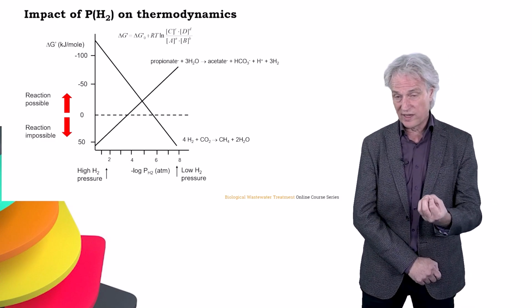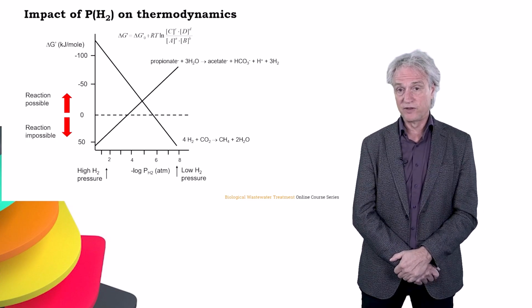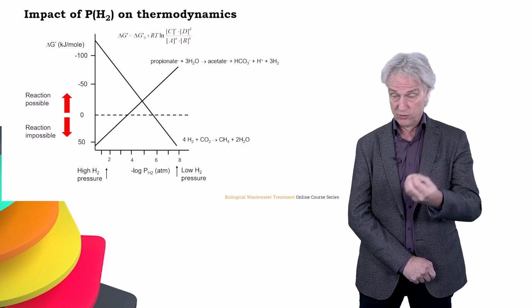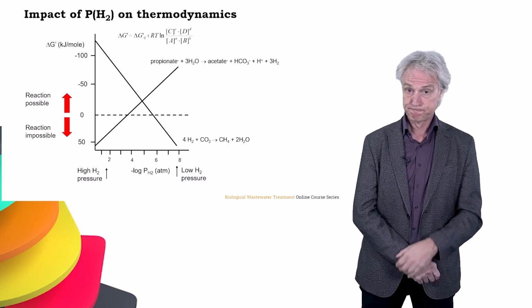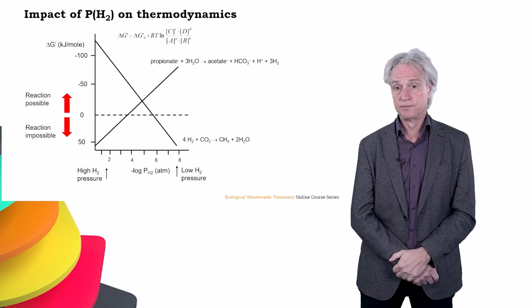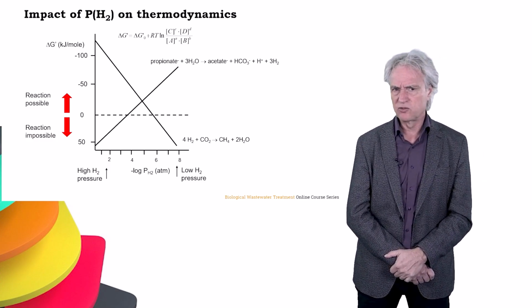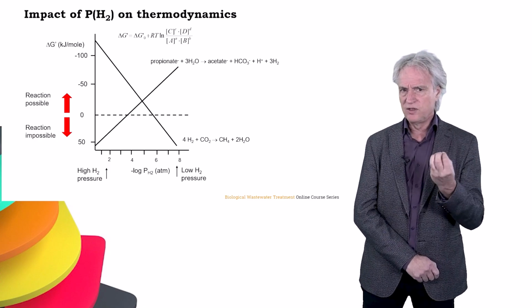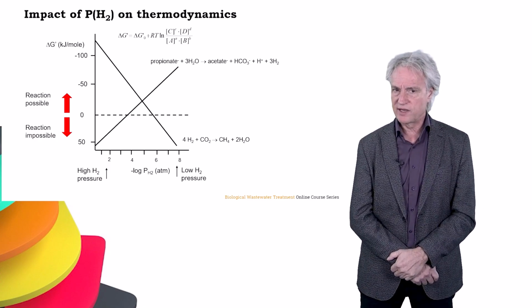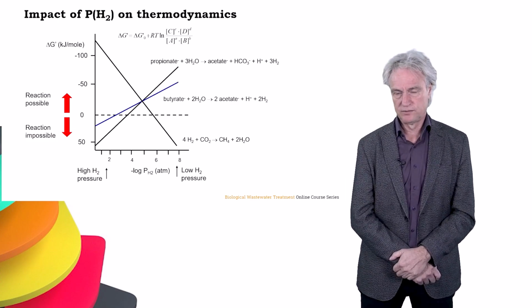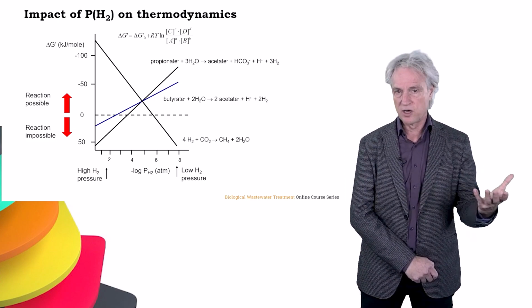However, if we take away the hydrogen very effectively, then we come to a negative value of the delta energy change. And then the reaction can occur. So at a certain moment, at about 10 to the minus 3, 10 to the minus 4, the delta G becomes negative and the reaction will occur. And the same is true for butyrate. And you can do that with other compounds as well.